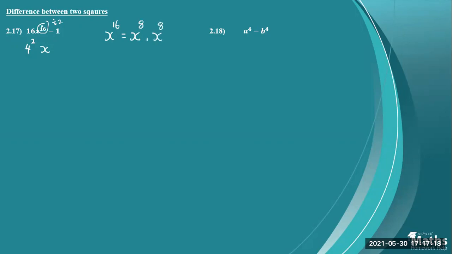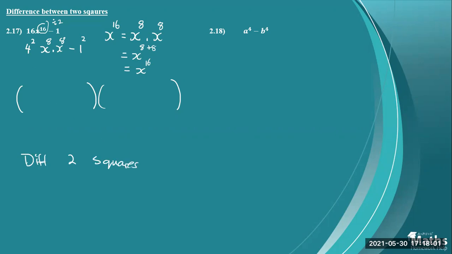So why do we divide the exponents by 2? Because if you multiply the bases, you add the exponents. You see, so you just have to work in reverse. So I can break this up into x to the power of 8 squared minus 1 squared. You don't have to do this when you write the answers. It's just how I explain it to you. So you open up the brackets. Does it meet my requirements for difference between two squares?